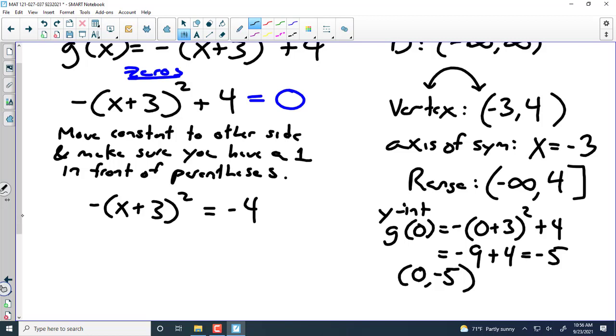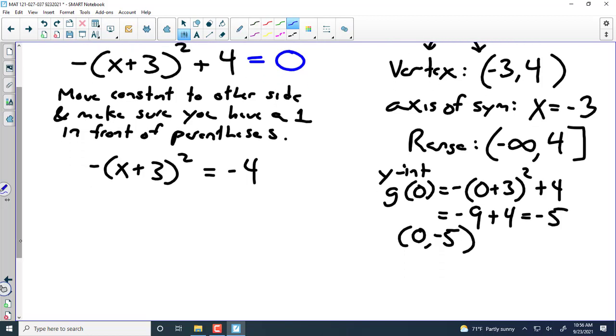But what do we actually have in front of our parentheses? A -1. How do you get rid of a -1? You either multiply or divide by -1. It actually doesn't make a difference. I'll divide. So if I divide everything by -1, I'll get x plus 3 squared equals 4.